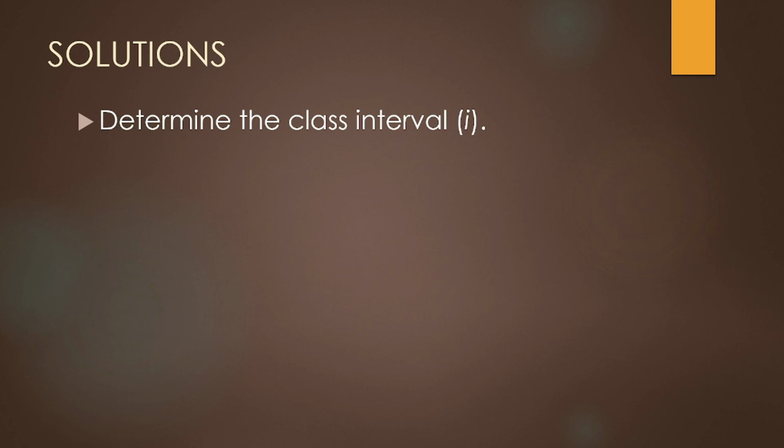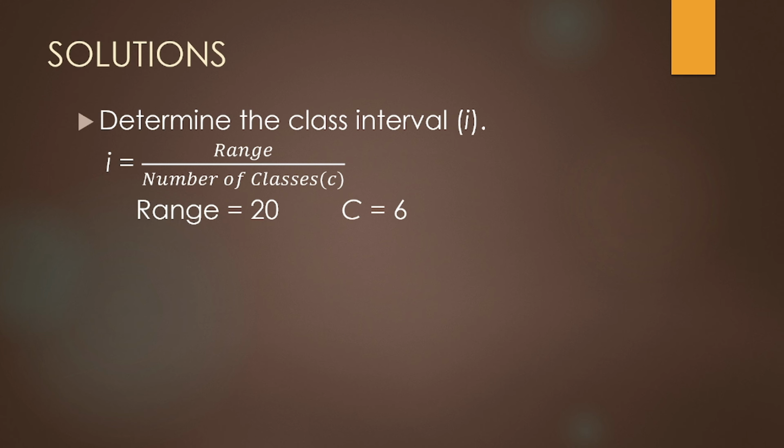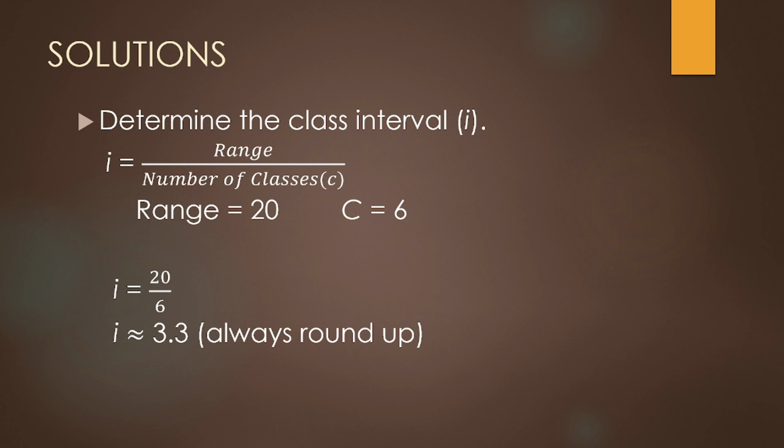Third step is to determine the class interval. Now, the class interval is equal to range over the number of classes. A while ago, we have already the value of range as 20 and C, or the number of classes, is equal to 6. Let's divide them. We have I is equal to 20 divided by 6. 20 divided by 6 is approximately equal to 3.3 repeating. Again, always round up. So I will be equal to 4. So we already have the C as 6 and I as 4.